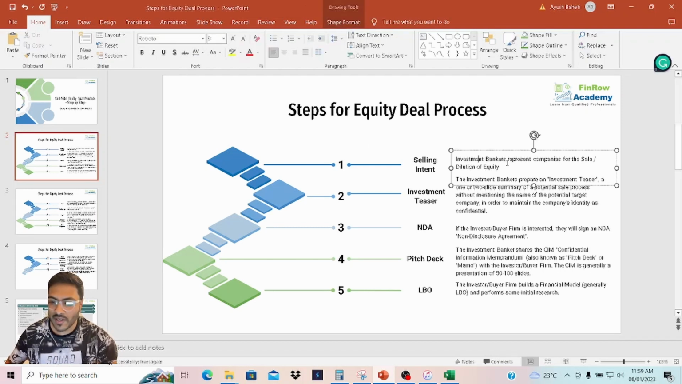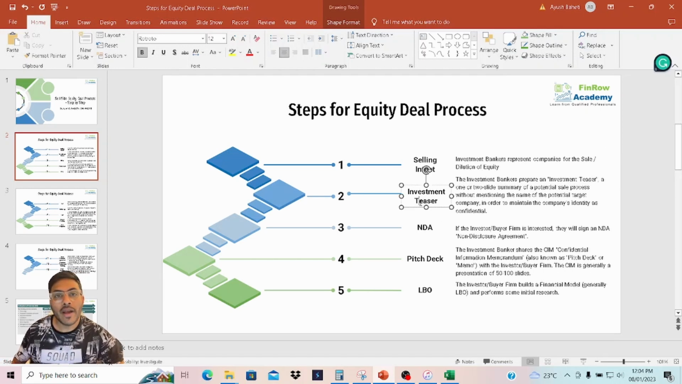Investment banker will represent the companies for the sale or dilution of the equity. So in this example, we are looking for 100% sale. There could be cases where a seller would be selling a part stake, either majority or minority. Okay, let's move to step two.